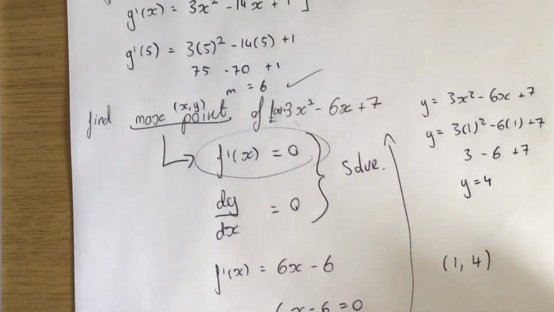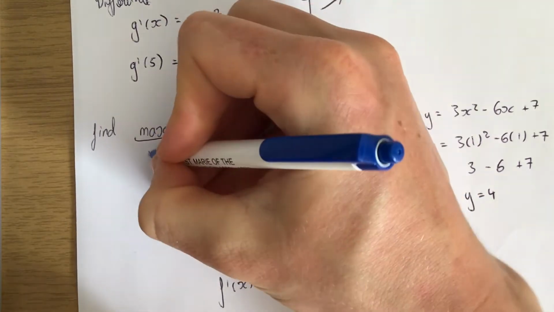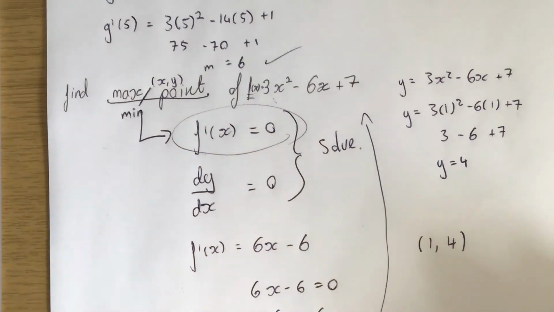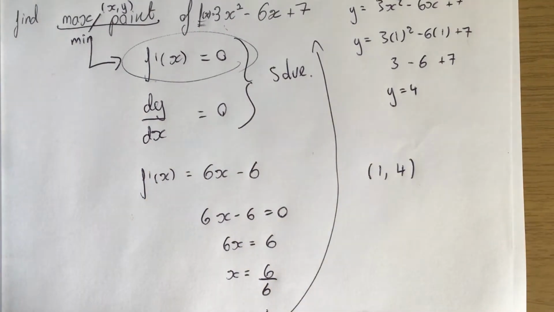Now, in this particular case, just looking at the question, it's actually going to be a minimum, but it will ask for your maximum or your minimum turning point, or just your turning point, and that will be the steps that we'd end up doing to get this.